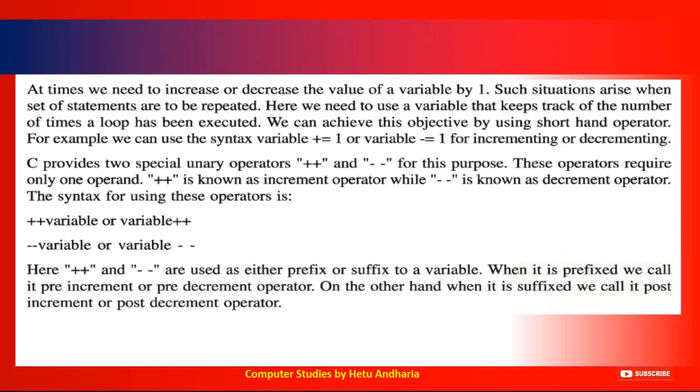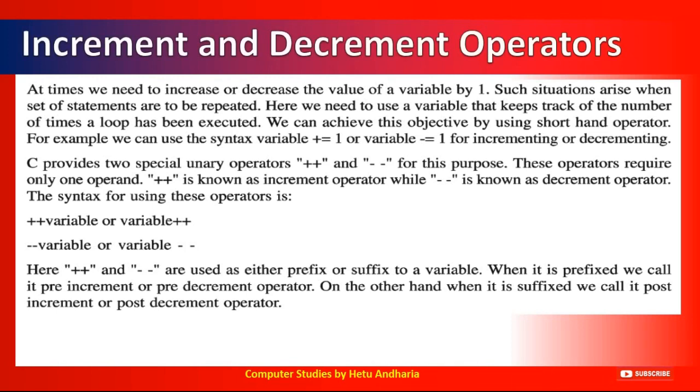Here plus plus and minus minus are used as either prefix or suffix to a variable. Remember these words, prefix and suffix. When it is prefixed, we call it a pre-increment or pre-decrement operator. On the other hand, when it is suffixed, we call it a post-increment or post-decrement operator. There is a vast difference whether you add it before or after. Every time in the exam, one MCQ asked is from this type of thing. So I will solve this type of sum practically using C language and explain it to you.